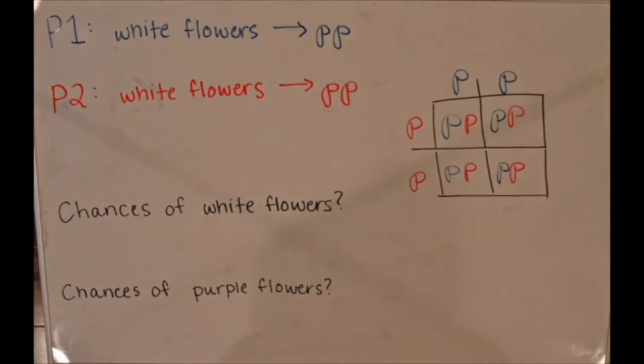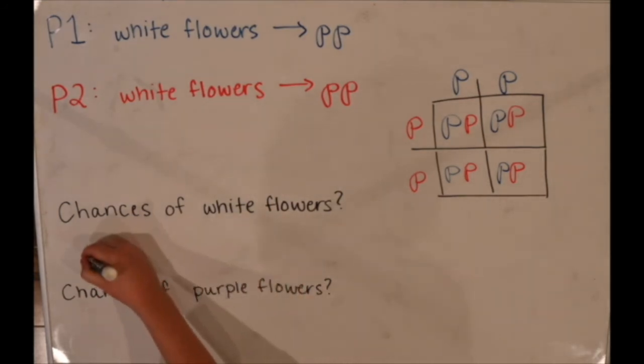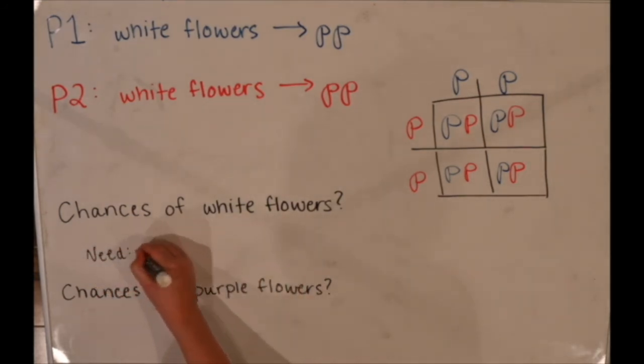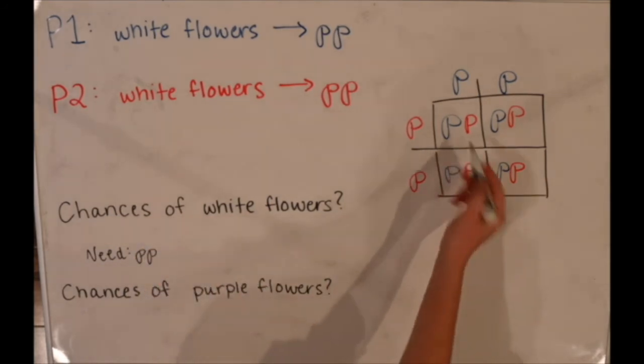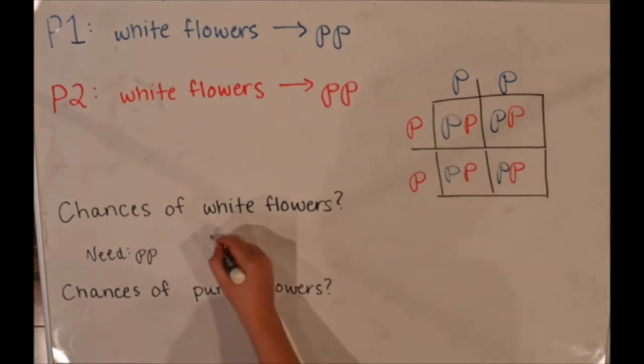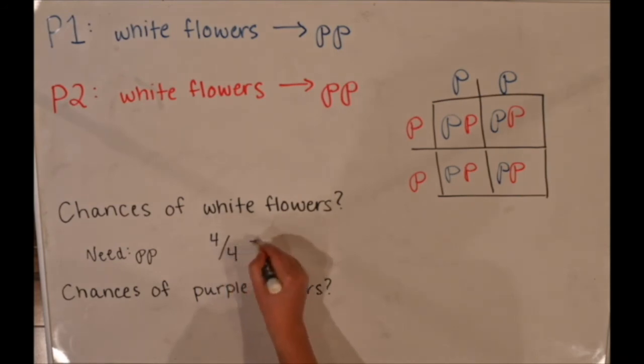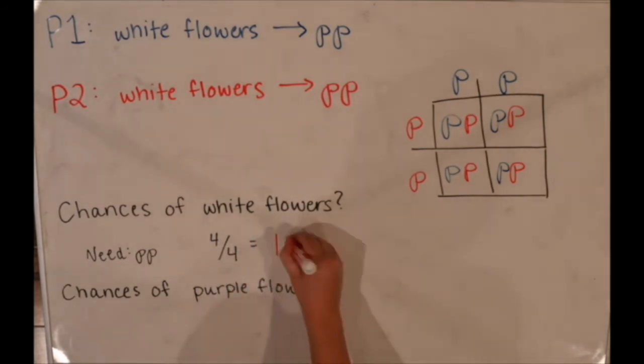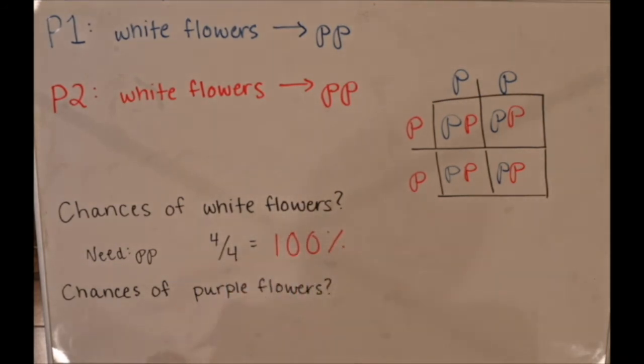Now we are asked, what are the chances of white flowers? We know for an offspring to have white flowers, we need that homozygous recessive genotype. We look to the Punnett square and we see that every single genotype in there is, in fact, homozygous recessive. So 4 successes out of 4 possible cases equals a 100% chance of white flowers.